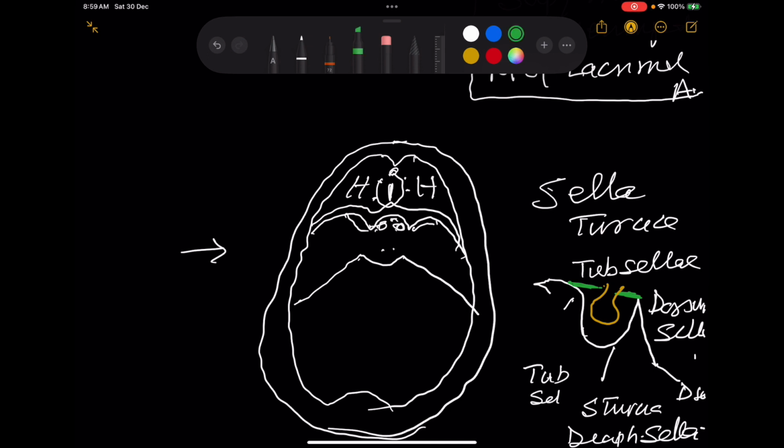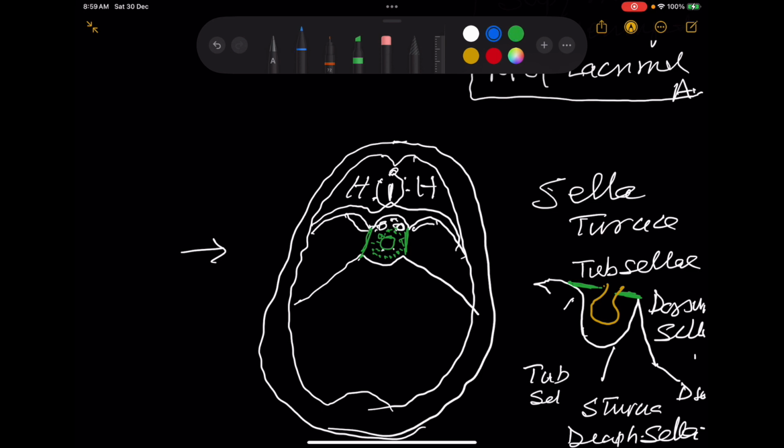Connecting the anterior and posterior clinoid process is a membrane like this, and in this membrane is the hole through which the infundibulum of the pituitary passes. So this membrane is called as diaphragma sellae. Okay.